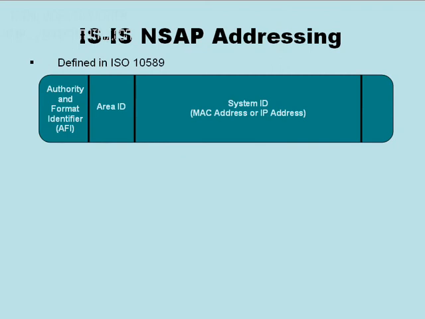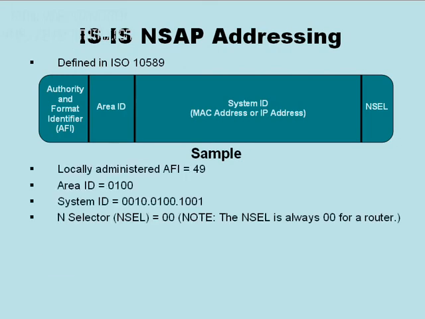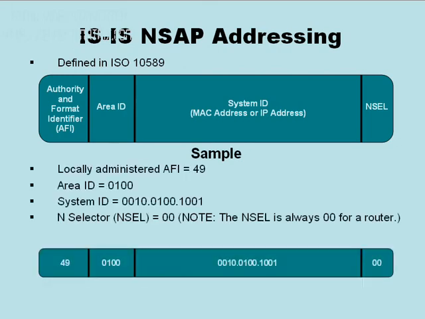And then finally, we have the NSAP selector, or the N-selector, or the NSEL as it's called. The N-selector is going to be 00 for a router. So in each of our examples, the N-selector is going to be 00. If we put all this together for router R1, we're going to have an NSAP address of 49.00.0100.0100.1001.00.